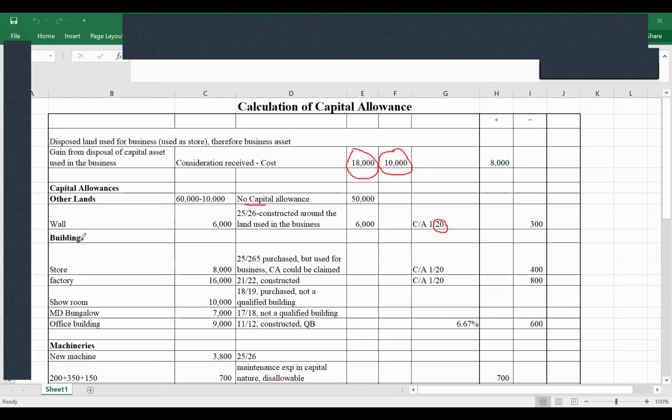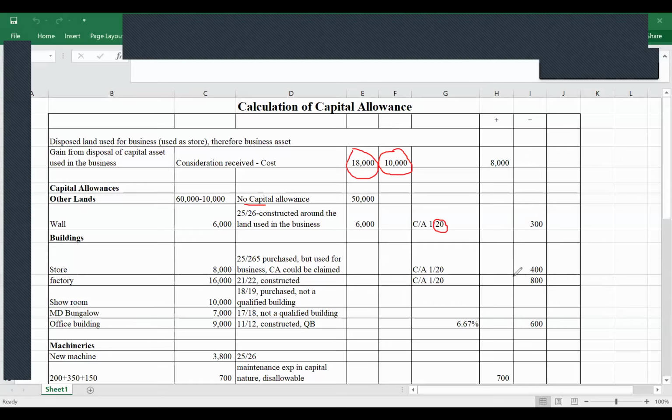Then there are some more buildings mentioned in the question. It says buildings, store purchased in 25-26. We can consider that stores are used for the business purpose, so that 8 million can be divided by 20. If you go to the formula I have used, you can calculate. I will share this document with you. The answer sheet will be shared. Then for the factory purchased in the year of assessment 21-22, we can divide it by 20 to calculate the capital allowances part. So it is an expenditure. So it is a deductible amount under section 16. So we mention it under the minus column.